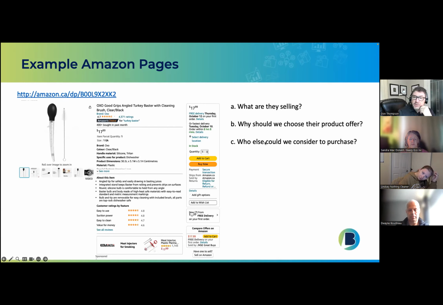Okay. Now we think of who else we could consider? Well, first off, there's meat injectors for smoking, right? There's a whole bunch of other advertised products against this guy. Okay. But then we look at payment, and this is shipped and sold by Amazon. So there's that thing called vendor that we talked about last time, where I'm selling my product to Amazon. Amazon is then selling it as I would have any other retail engagement. Okay.